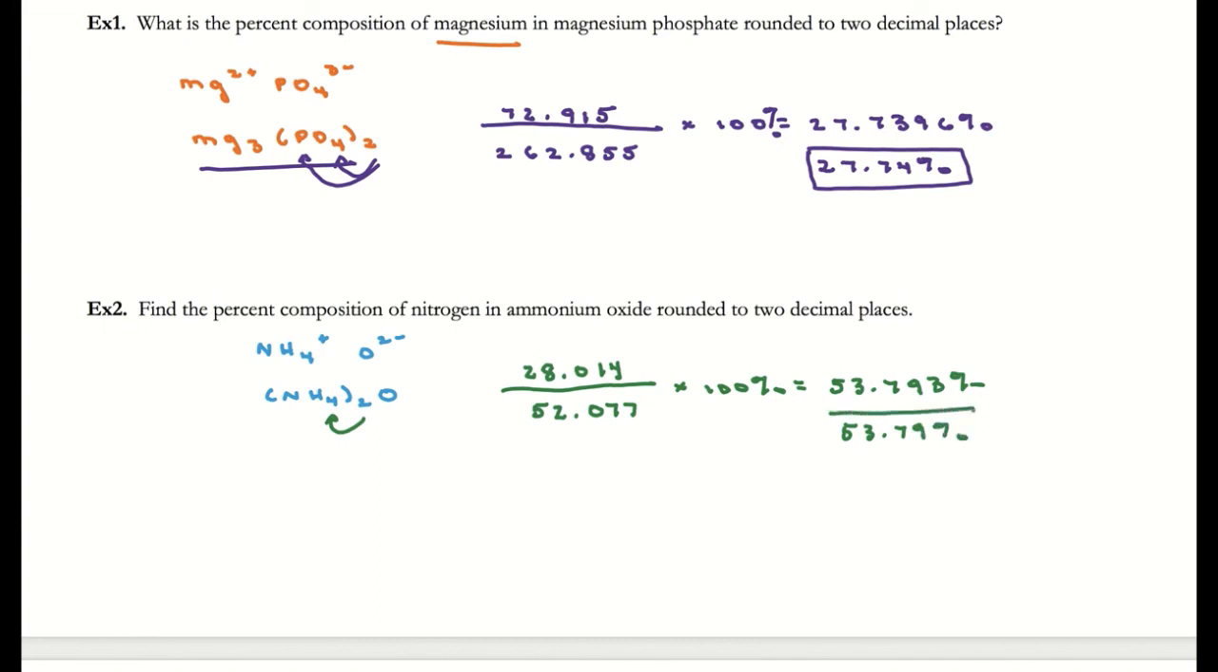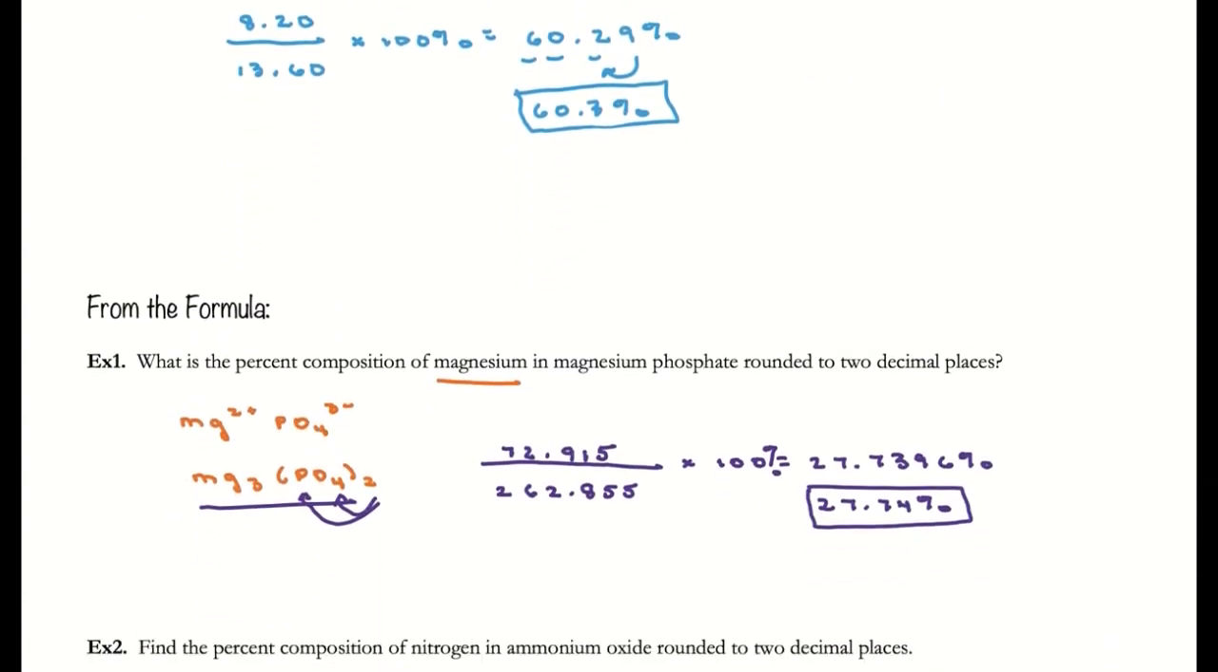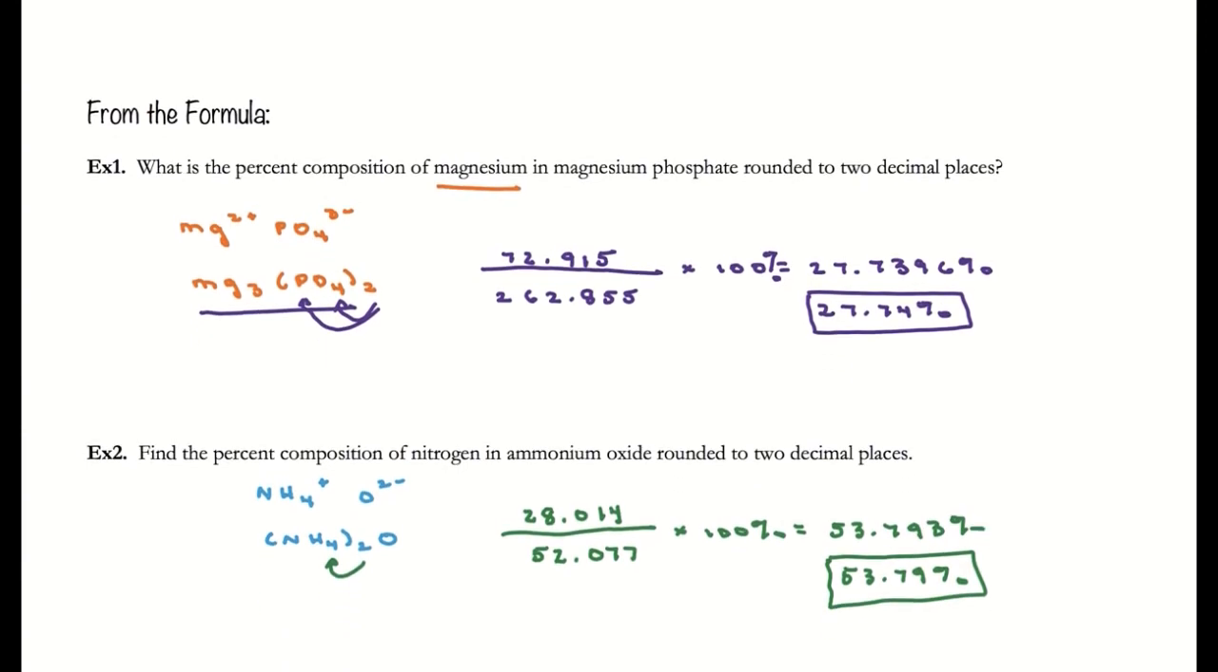So whether it is being given the mass or the weight and just plugging them in like I did up above, or determining the molar mass of each of the elements and dividing by the total molar mass of the compound, you can determine percent composition pretty easily.